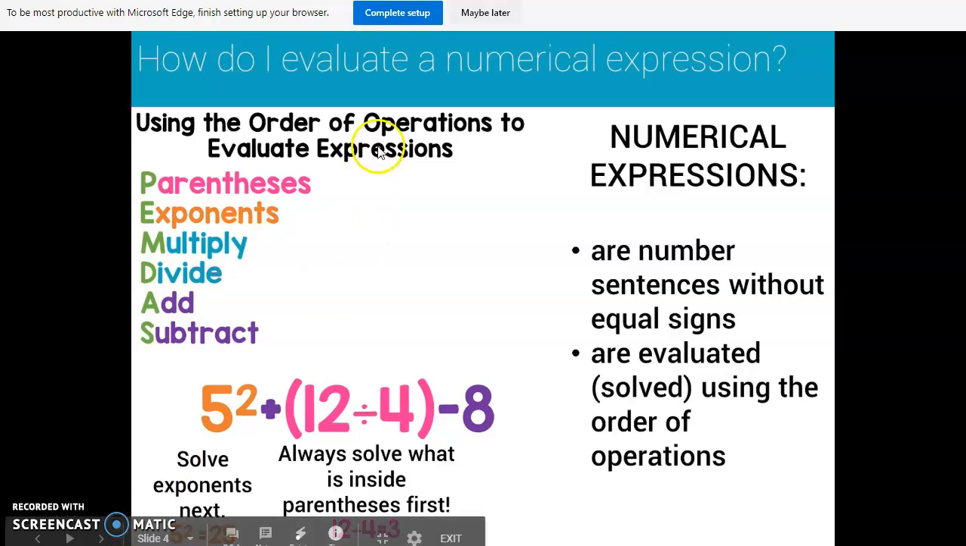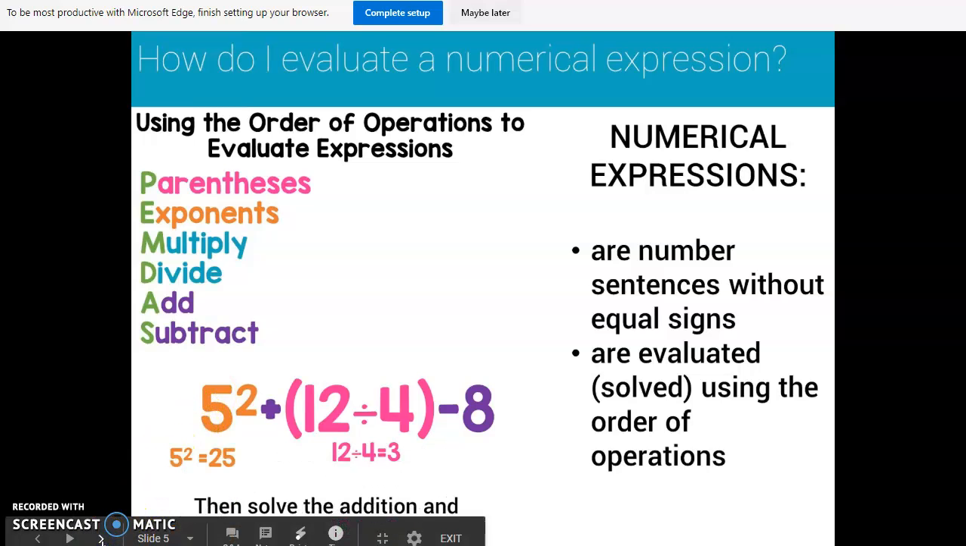Solve the exponents is next. So we had parentheses, we did it. Exponents, that is next. So 5 and the 2 means we are simply taking 5 and multiplying it by itself. So 5 times 5 is 25. And as you can see down below, the second step, number 2, was to solve the exponents second. So it's 25. Make sure you have that as we go.